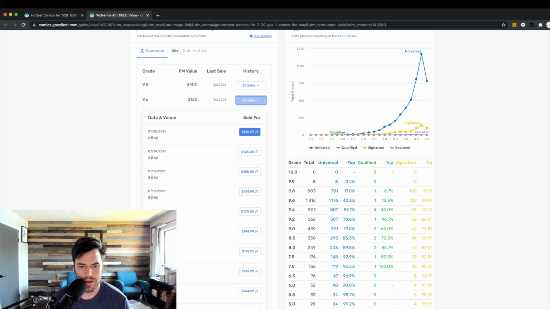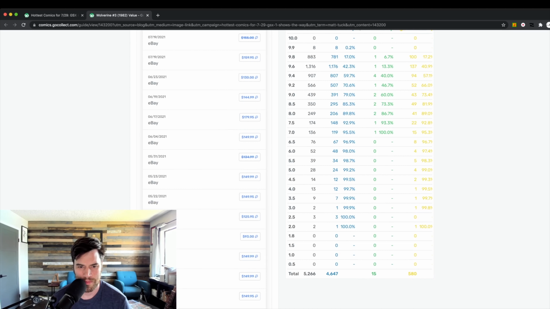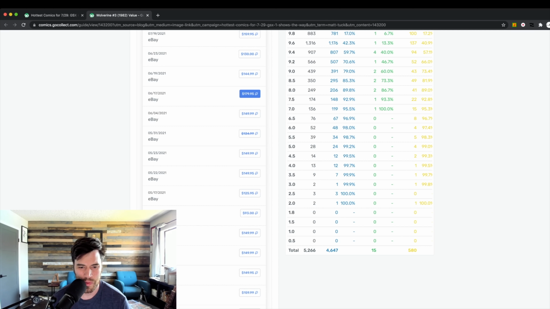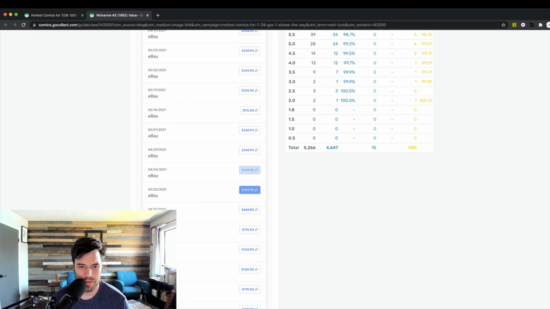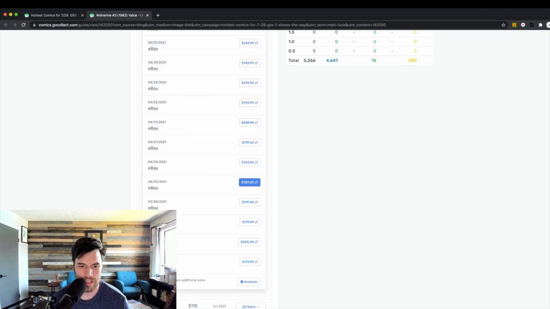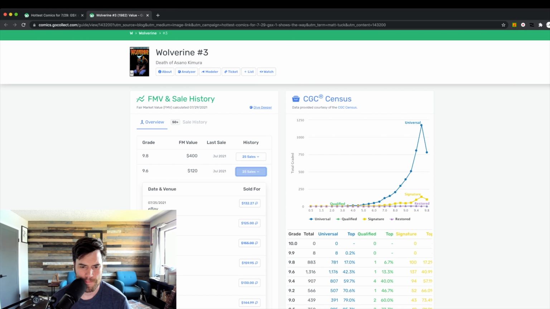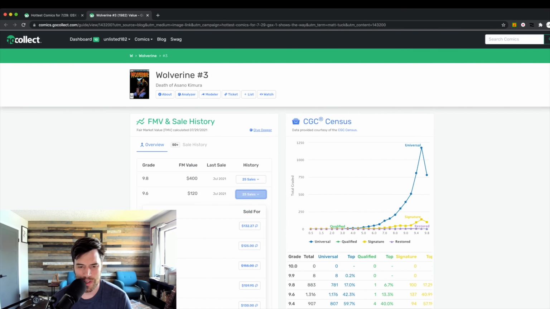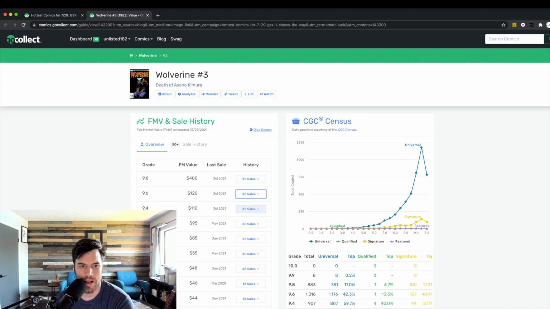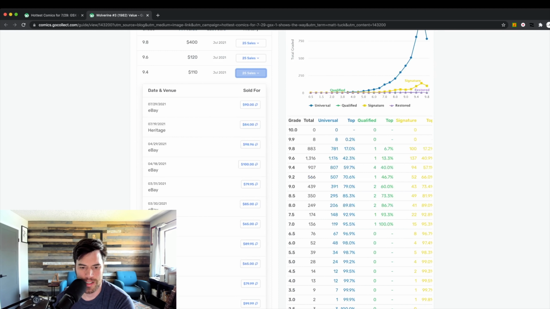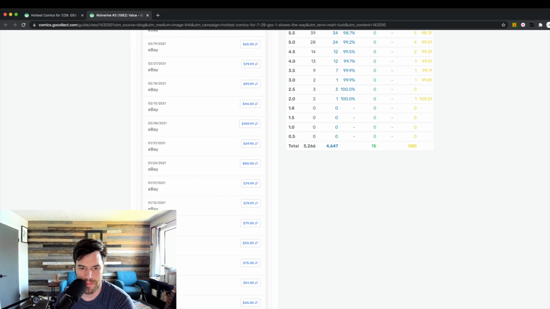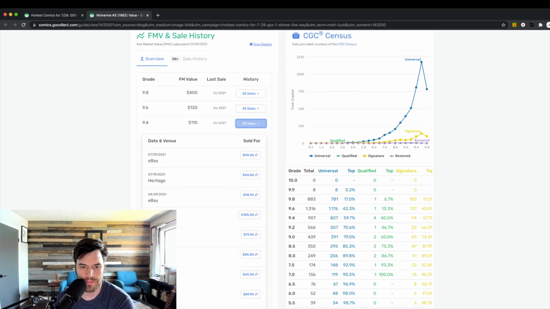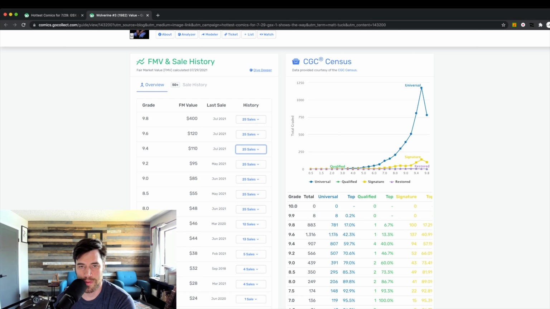Recently, July, 130. Roughly the same, and this one's 180, but these are 150s, 120, 129. Here is 160, which is on par with the rest of these. So this one hasn't really been hit like a bunch of other comics have. 90, yeah, it's all around the same. So yeah, this one's pretty much held strong.